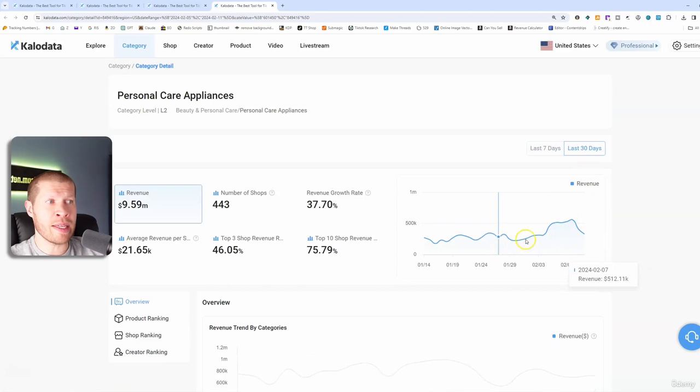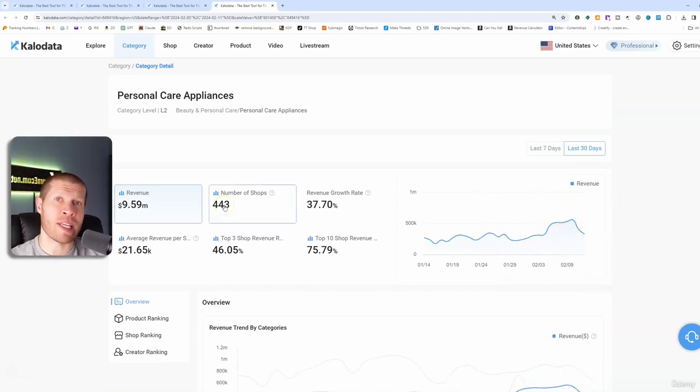In the last 30 days, it's on the uptick slightly. The number of shops that are selling this type of merchandise are under 500, so there's a decent opportunity there with not that much competition. It's got an almost 38% revenue growth rate over the past 30 days, so it's increasing, and it's a little bit under $10 million in revenue. So there's an opportunity in this category.